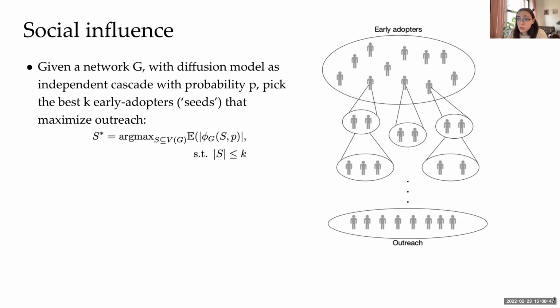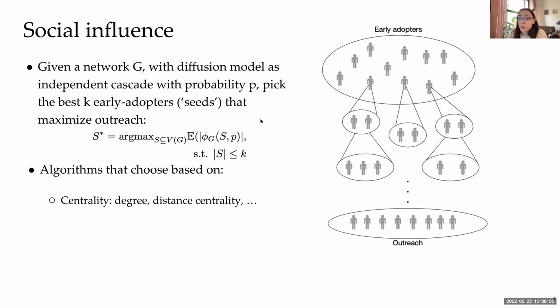It's NP hard in general, but there are several approximation algorithms that try to solve it using different metrics. For example, thinking about centrality metrics, degree is generally doing pretty well, distance centrality, eigenvector centrality, and so on. Other methods work iteratively, like greedy, and greedy does really, really well. But it's computationally expensive and it requires the full network information in order to create a good campaign.